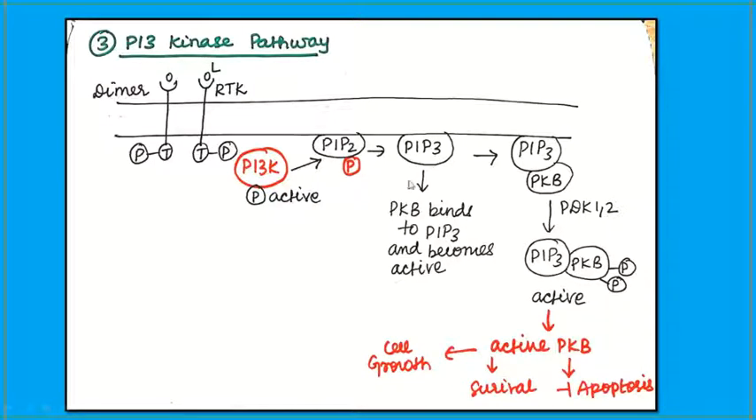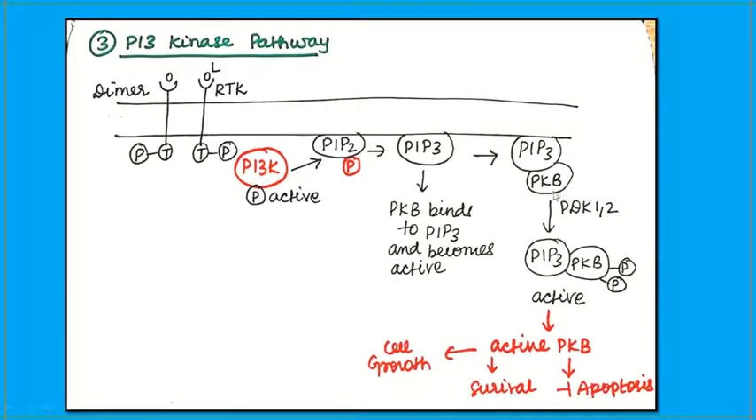Now PKB, protein kinase B, will bind to PIP3 and become active. For the activation of protein kinase B, you need two enzymes: phosphatidylinositol-dependent kinases 1 and 2, that is PDK1 and PDK2. These will activate protein kinase B.